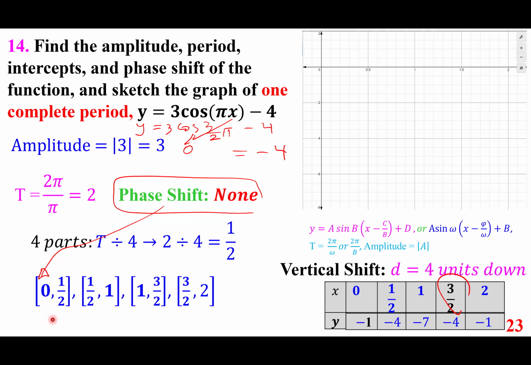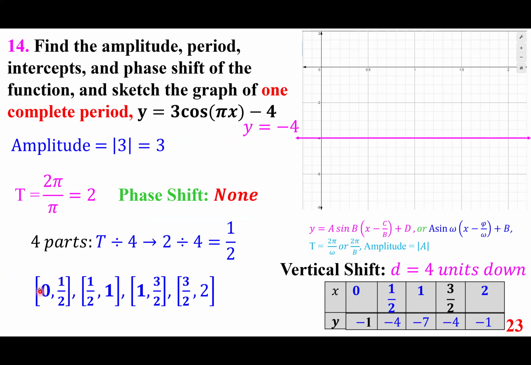Let me erase my work again. Because again, this means 4 units down. D, 4 units down, means y equals -4 is the midline. So we have 0, -1, and first, this is the axis, okay? 0, -1 is somewhere here. 1, -7, this is -8, so somewhere here.